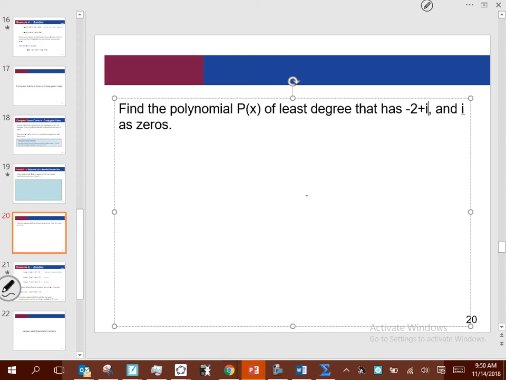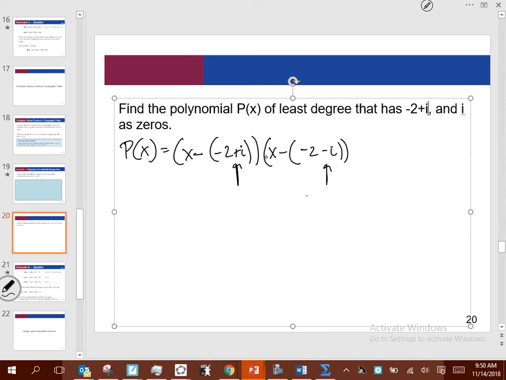So now, finding P of x. What's the degree of this thing going to be? It's going to be 4th degree. Because you have x minus (-2 plus i), and you have x minus its conjugate, right? Its conjugate is -2 minus i. Remember, conjugate, the only thing that changes is the sign right there. In the past, I get people to change all the signs. Don't do that. You change the one that's connecting them.